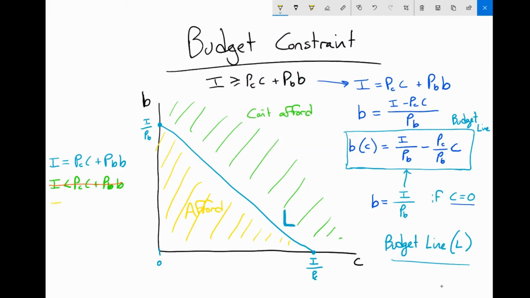Below the line are all the combinations of coffee and bagels that they can afford, but in which they would not spend all of their money. So that's the budget line. This area in yellow, we also call the opportunity set.